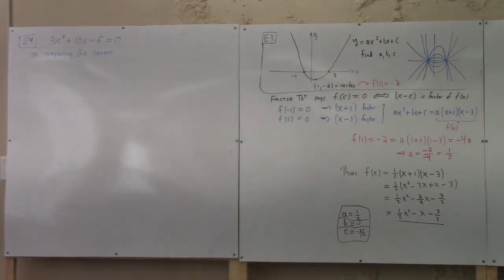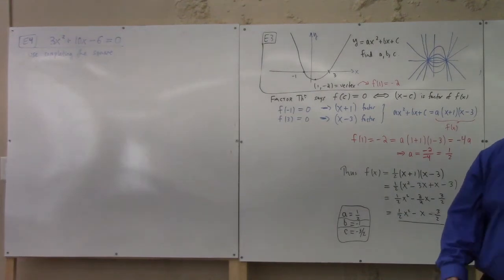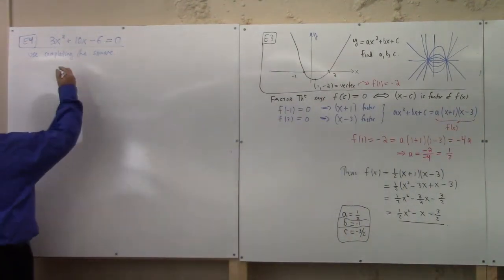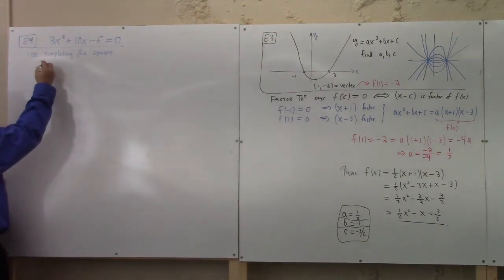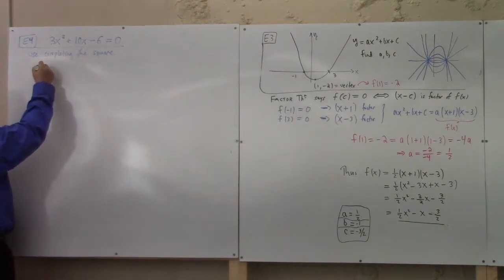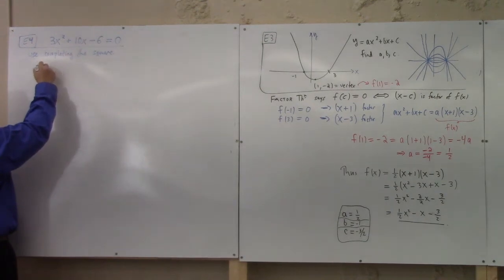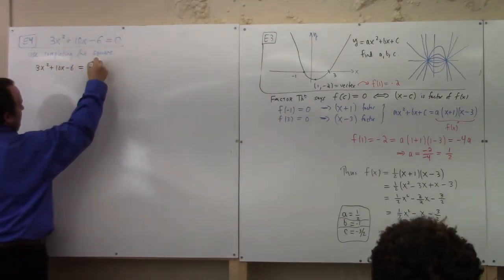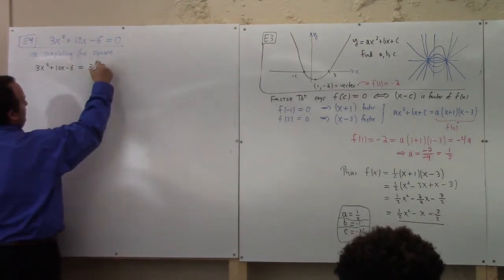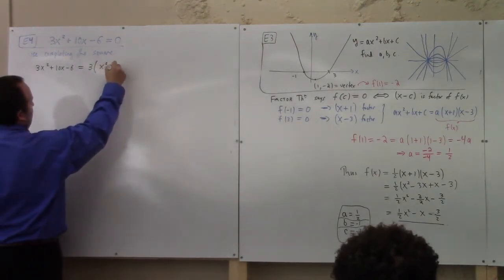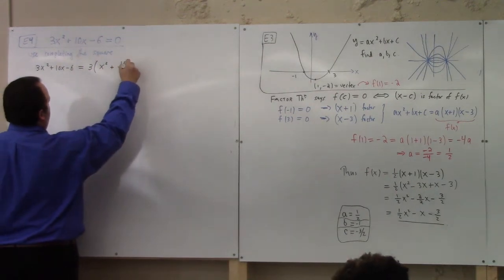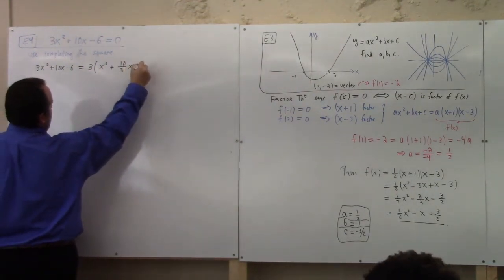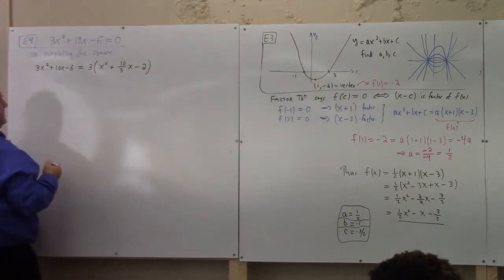So what'd you guys get? You're like, a mess? Let's see here if I can help out. So I'll start with factoring the 3 out. All right, so 3x squared plus 10x minus 6. This is 3 times x squared plus 10 thirds x, right? Excuse me, yeah, 10 thirds x. And then minus 2, right? So that's the first thing I do.